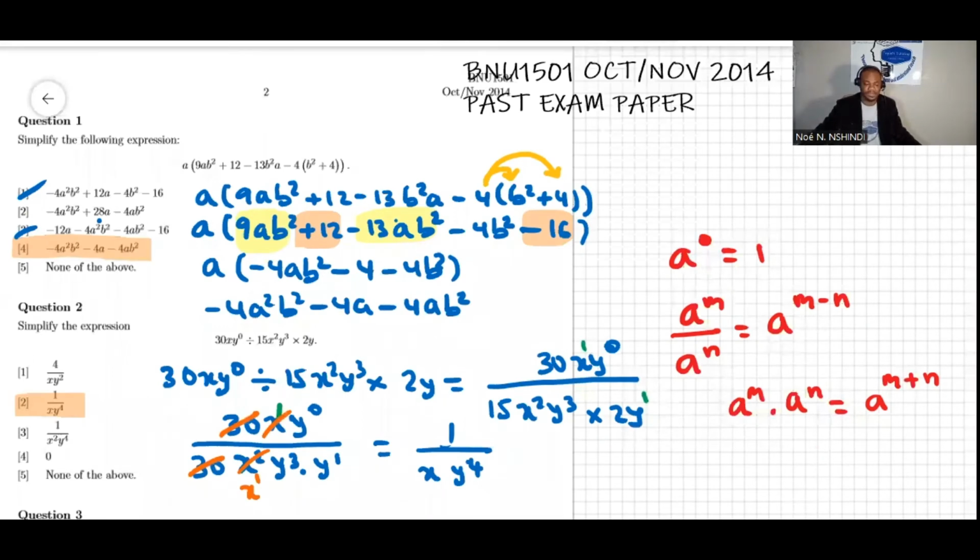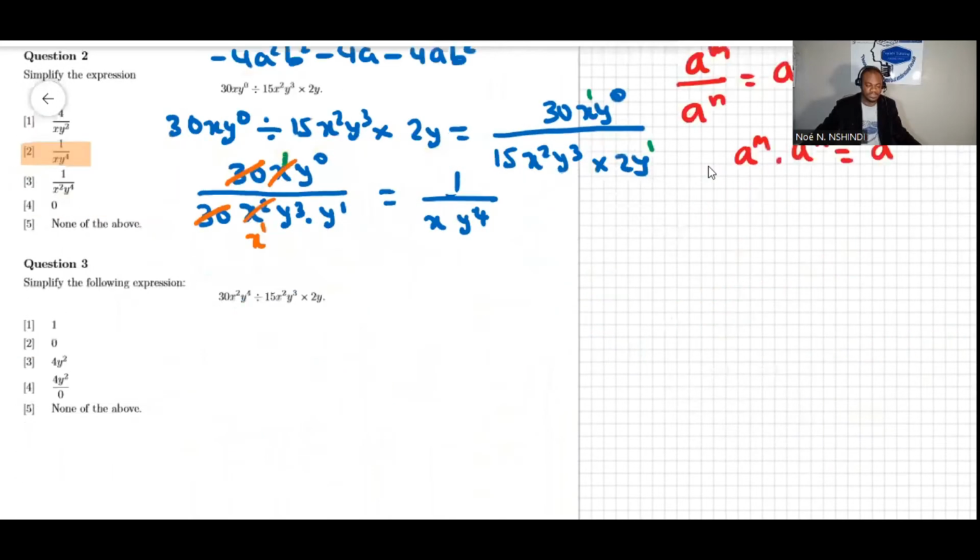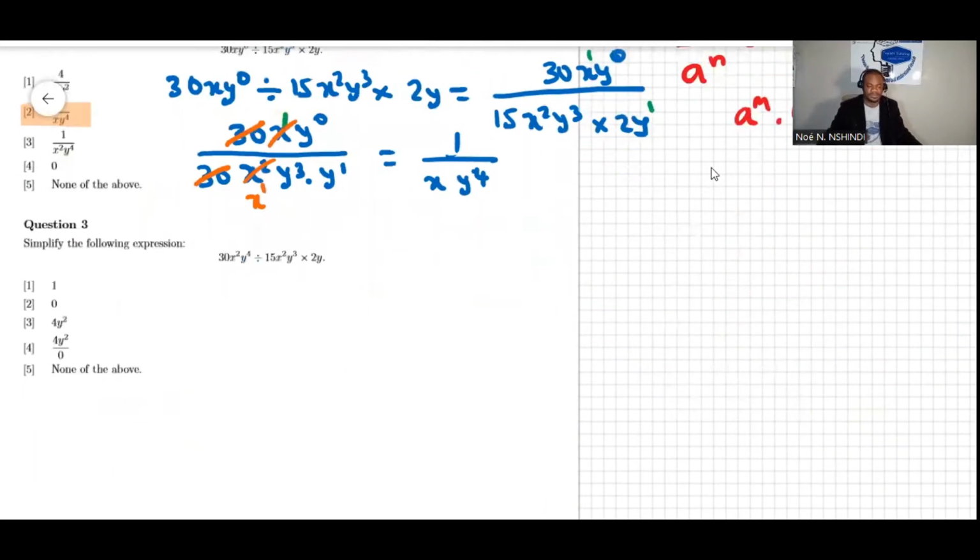Okay, now comes another question, question 3. It's similar to the previous question. This time, let's say 30x squared y to the power of 4 divided, okay, I want to change this division into a fraction, divided by 15x squared y to the power of 3 times 2y.